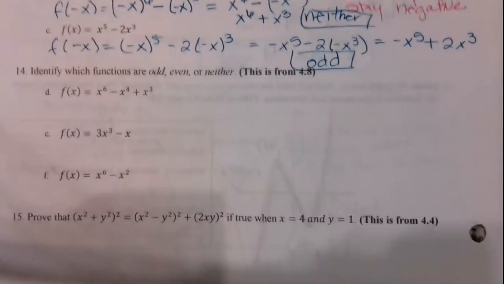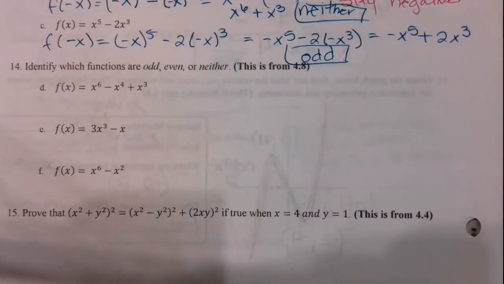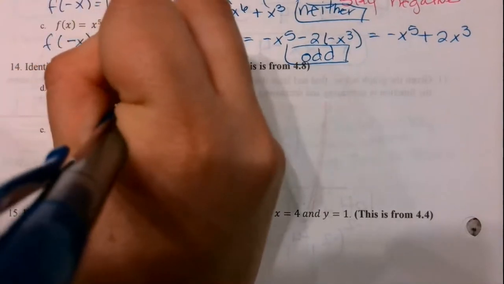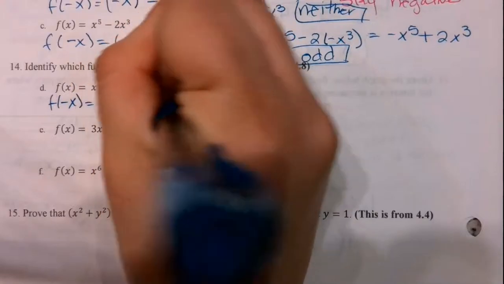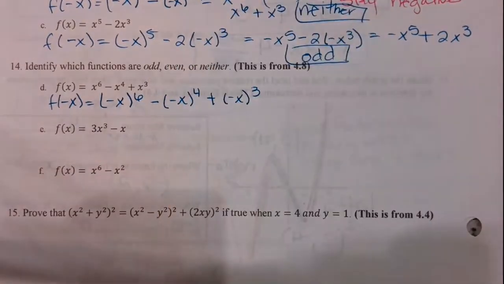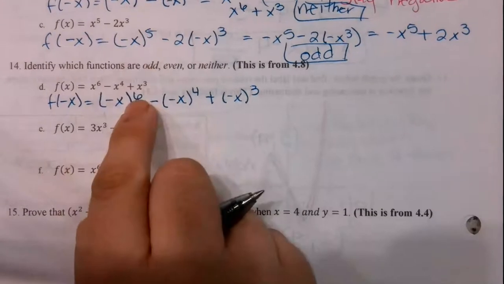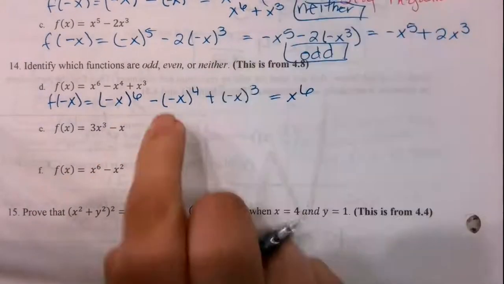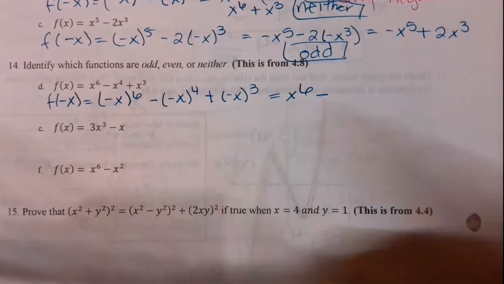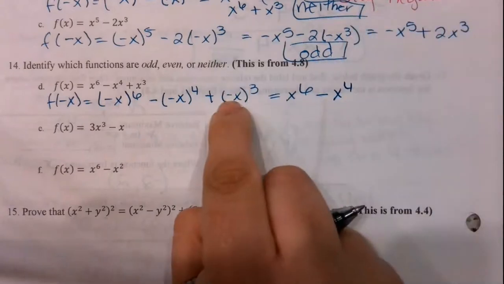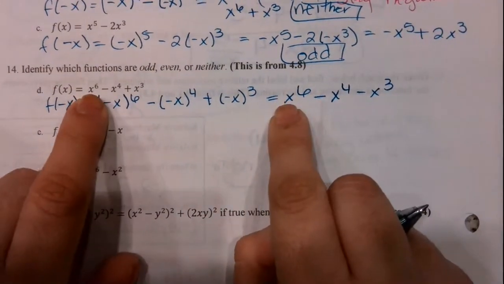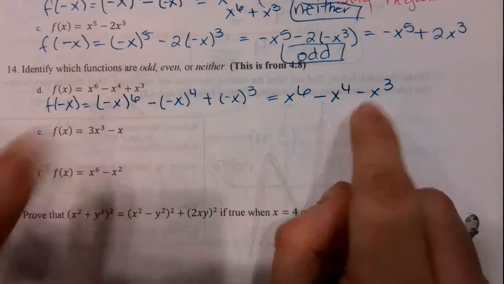I'm going to do the same thing with number 14. I am going to plug in a negative x, so I have f of negative x equals negative x to the 6th power minus negative x to the 4th power plus negative x to the 3rd power. So this is an even exponent, so it turns positive. This one is an even exponent, so the x stays positive, but the negative out front stays. And then this one is an odd exponent, so it turns negative. So if I compare, stayed the same, changed, so this one is neither.